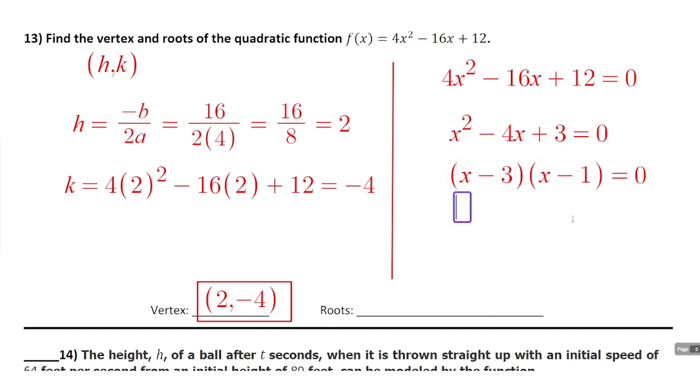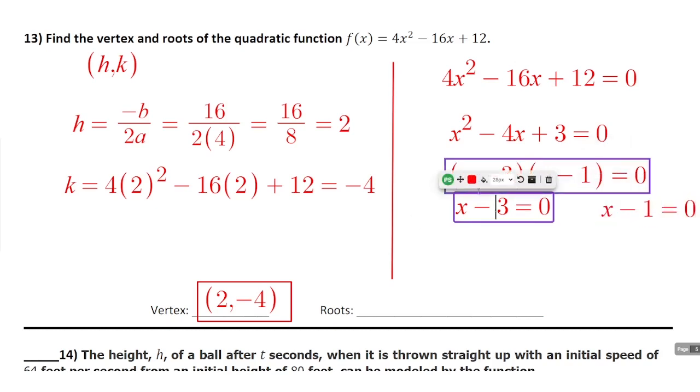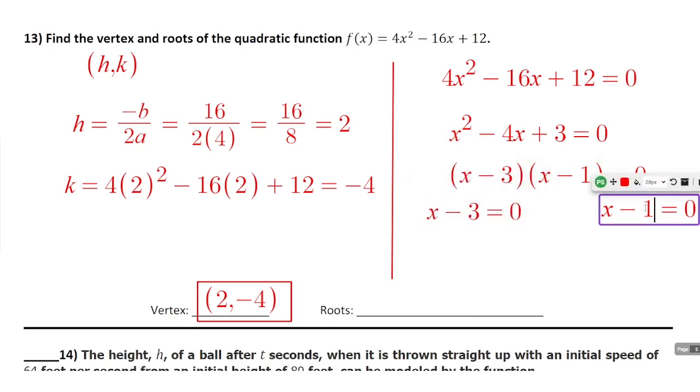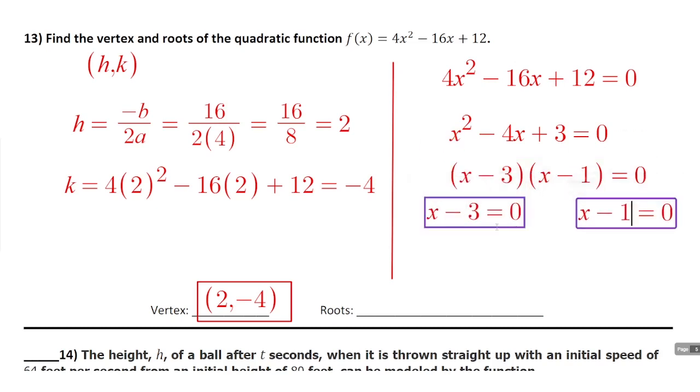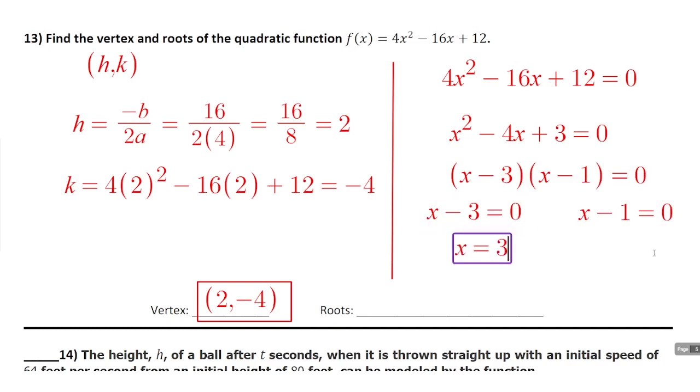And so now we can set each one of these individual factors equal to 0 using the zero product property. And that's going to give us our two roots here. If I add 3 to both sides, I'm going to get x equals 3. And if I add 1 to both sides to this other equation, I get x equals 1. So my two roots are going to be x equals 3 and x equals 1.